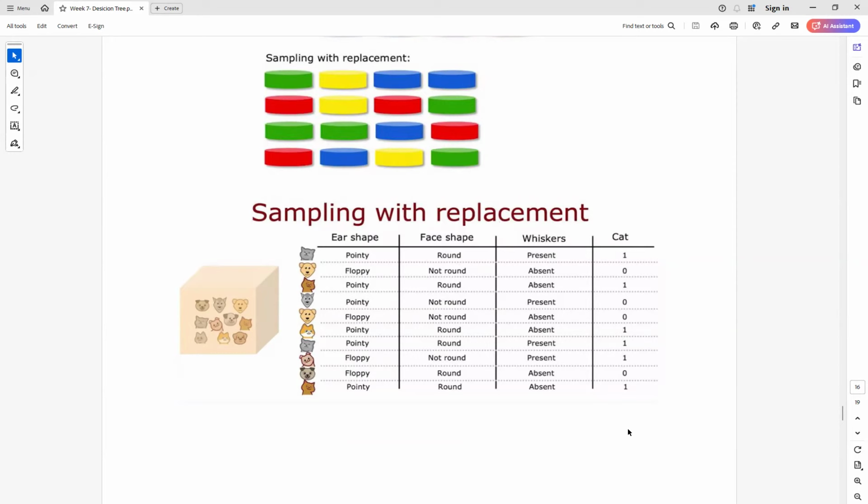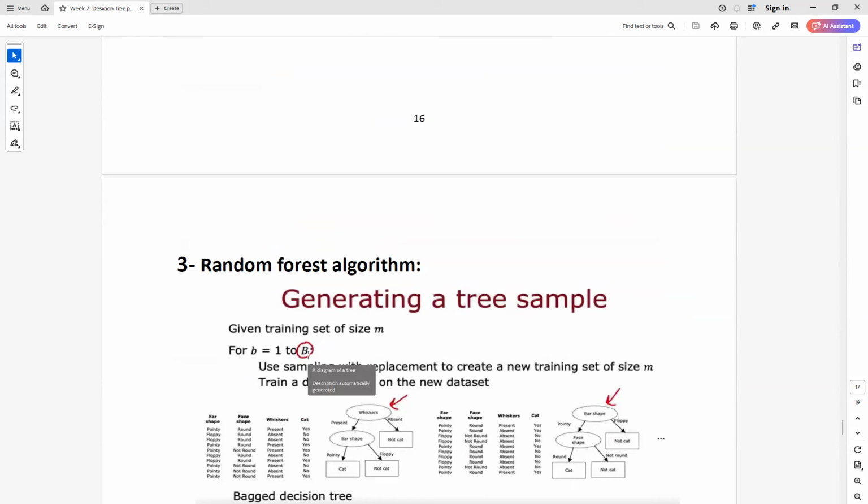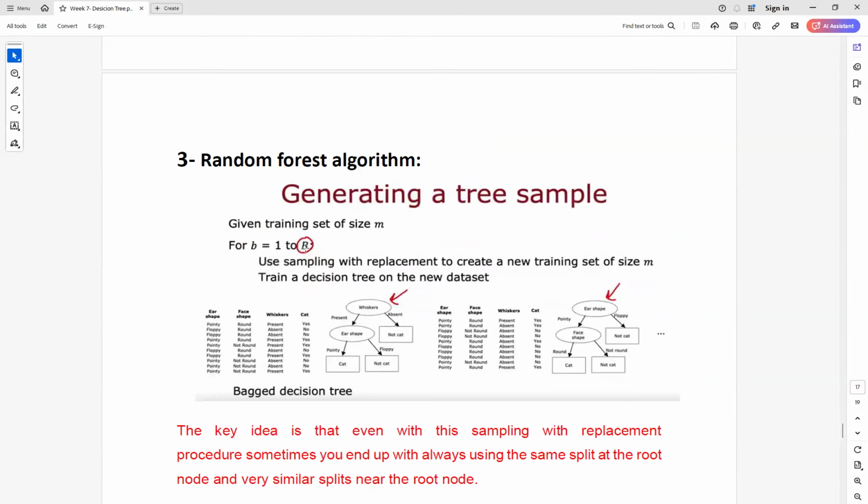For the second decision tree, you can create another data table using this virtual bag and these animals, sampling with replacement. You create a second data table like this, and then train the second decision tree on the second data table, up to capital B number of cases, right? And capital B can be 10, can be, I don't know, 50, right?